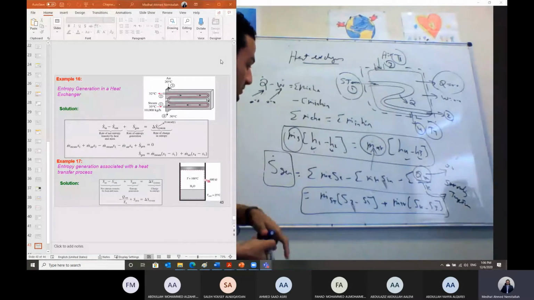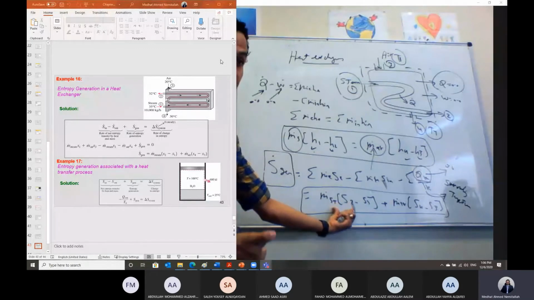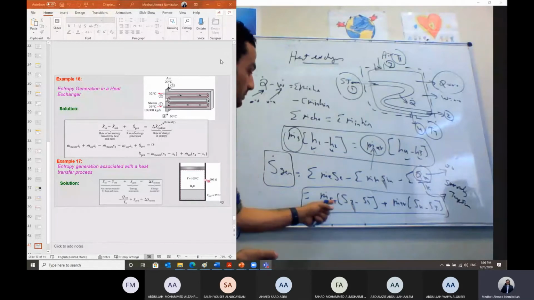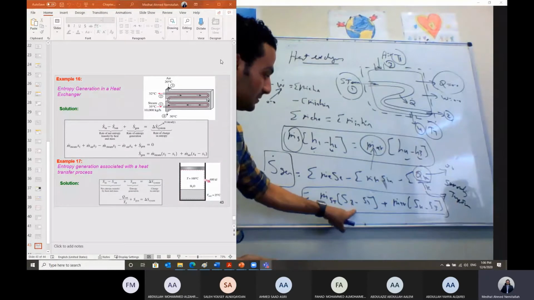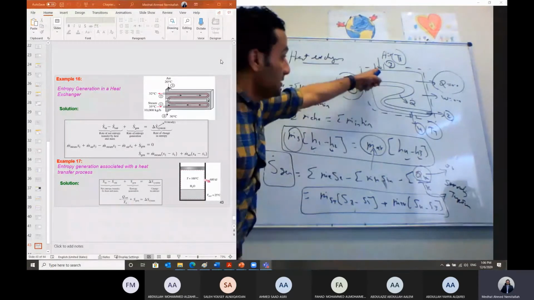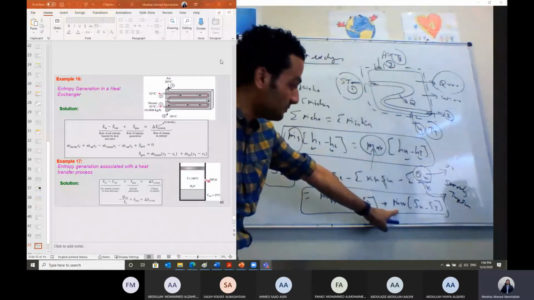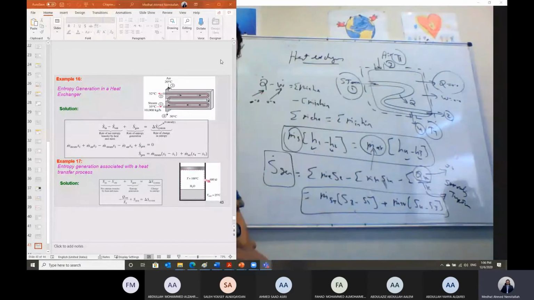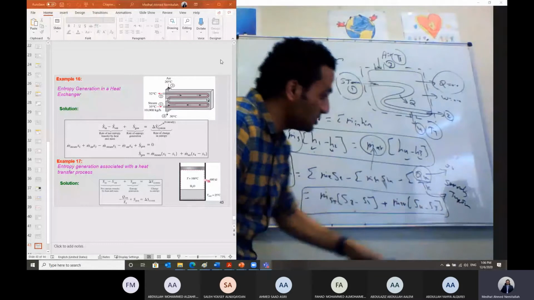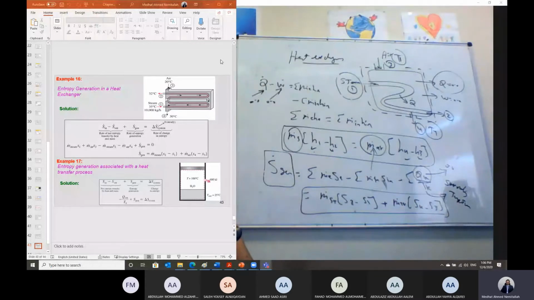It will equal the entropy generated in the hot flow line, which is the mass flow rate of steam multiplied by delta S, plus the entropy generated in the cold flow line, which is the air in this case, the mass flow rate of air, it can be any general fluid, multiplied by the change of entropy, S4 minus S3.